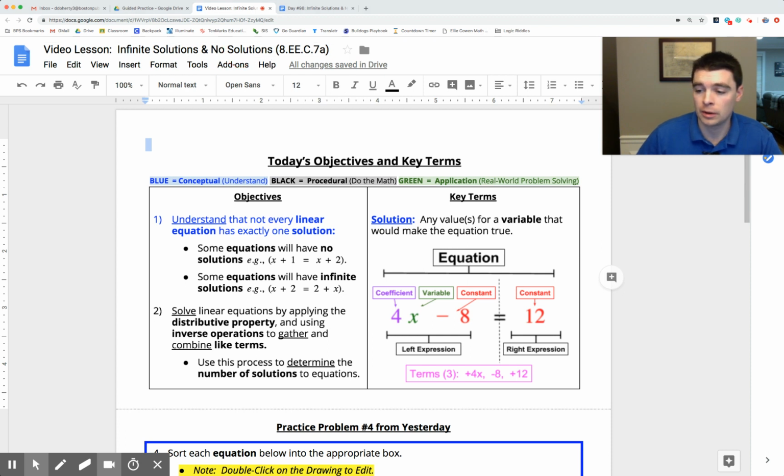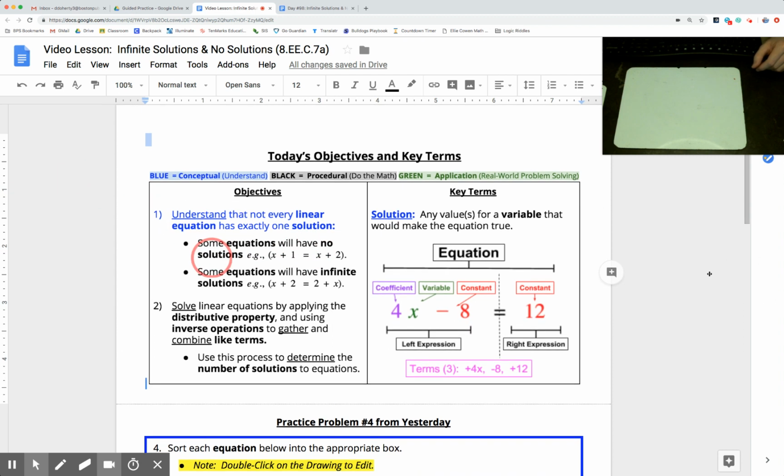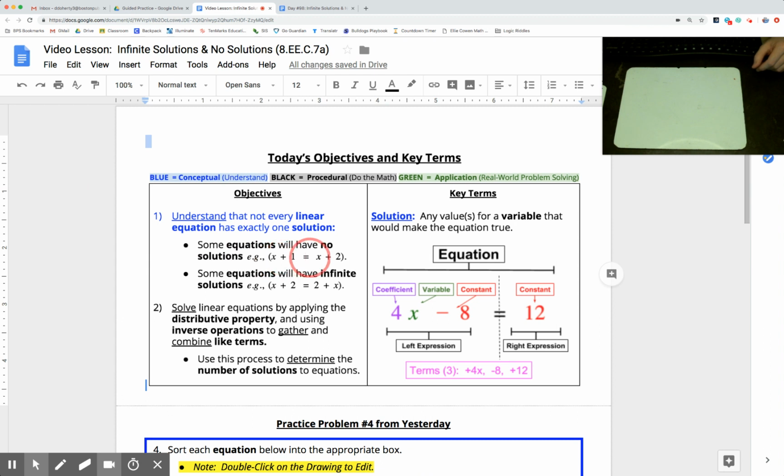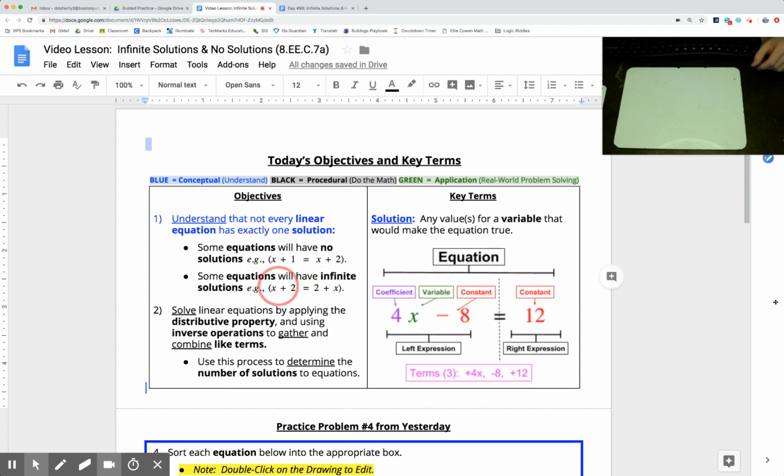So I'm going to flip to the whiteboard right away as we get started. If you take a look at today's objectives and key terms, they're similar to yesterday. Again, our big focus is that some equations are going to have no solutions. Something like x plus 1 equals x plus 2 could never be a true statement, so there are no solutions to that equation. And some equations will have infinite solutions because they're really just equivalent expressions. x plus 2 equals 2 plus x.